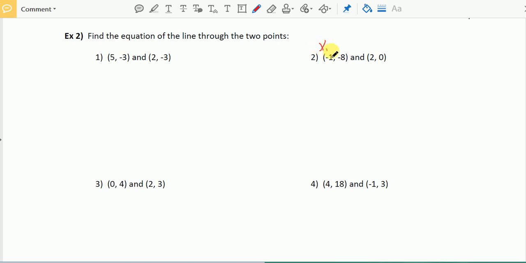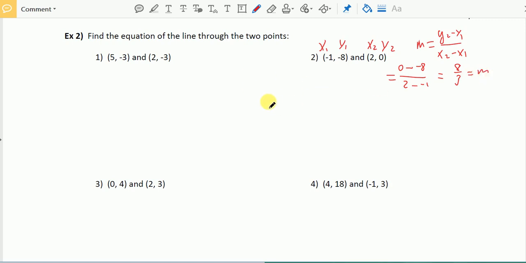I call this x1, y1, and this is x2, y2. Remember, if you are given 2 points, first label them with x1, y1, x2, y2, and then use the slope formula, m equals y2 minus y1 over x2 minus x1, to find the slope first, because you are not given the slope in this case. I have 0 minus y1, which is minus 8, over 2 minus x1, which is minus 1. I have 8 over 3 for the slope, or m.